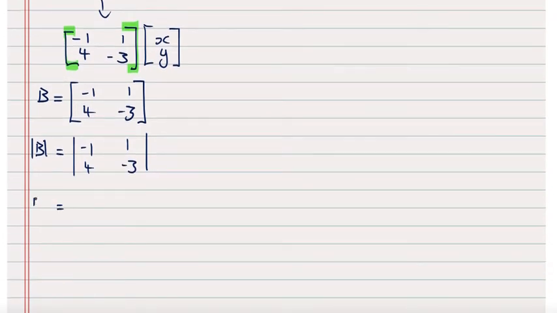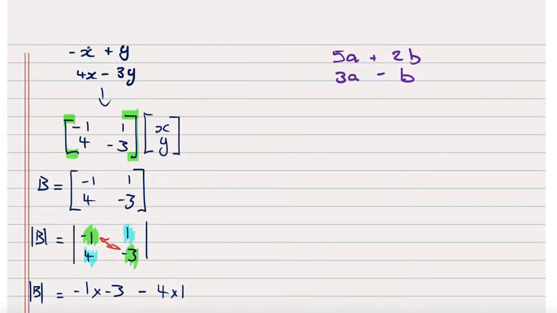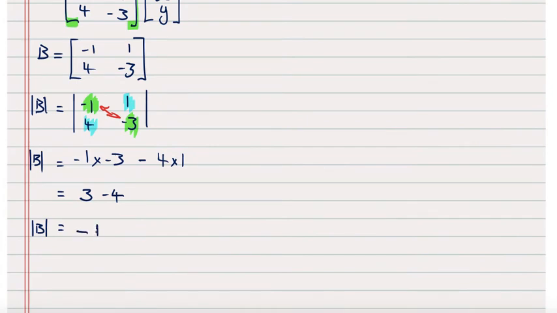I'm going to multiply this term and this term together, so in red, we multiply these, which will be -1 times -3. Then I'm going to multiply this one and this one, taking away from the first, so that will be 4 times 1. Evaluating this expression, we get 3 minus 4, and thus the magnitude of this matrix is going to be -1.